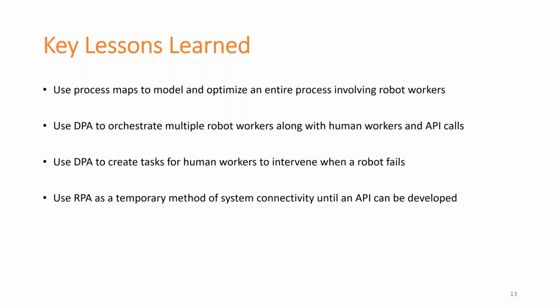You use DPA to orchestrate multiple robot workers along with human workers and API calls so that you have a more complete solution. Using the DPA to create tasks for human workers when a robot fails.